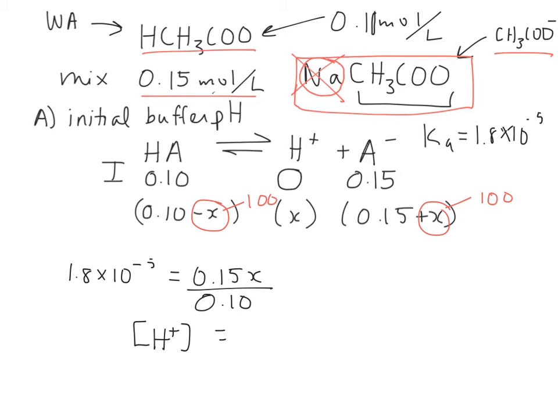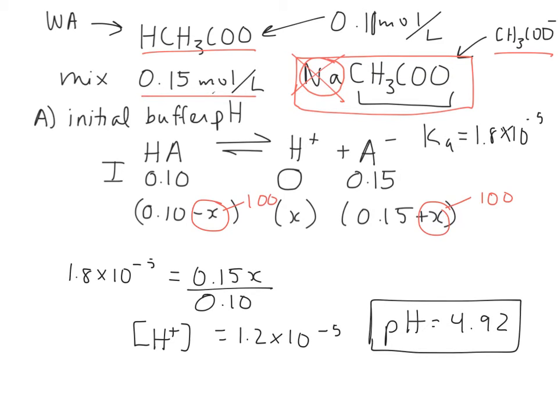So I'm going to have my 1.8 times 10 to the power negative 5 times your 0.1 divided by your 0.15 is 1.2 times 10 to the power of negative 5 moles per liter. Kick that over to a pH value. I get a pH value of 4.92. This by itself is relatively meaningless, okay?